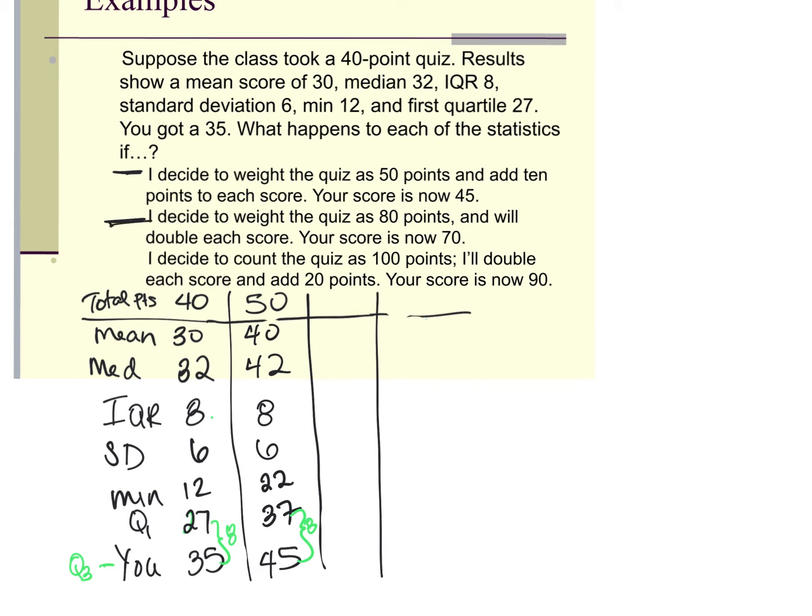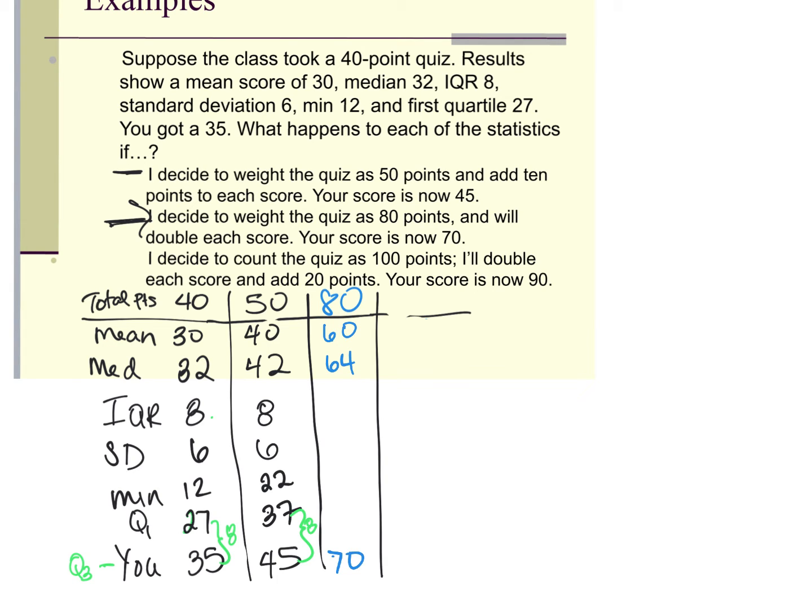But what if I decide to weight the quiz as 80 points? And I'm going to multiply all the scores by 2. So I'm going to double your original score. So we're coming back to this original statistics. And I have 70. That will be your score. So we're doubling the original score. So what happens is the mean doubles. So I get 60. My median doubles. 32 times 2 is 64.